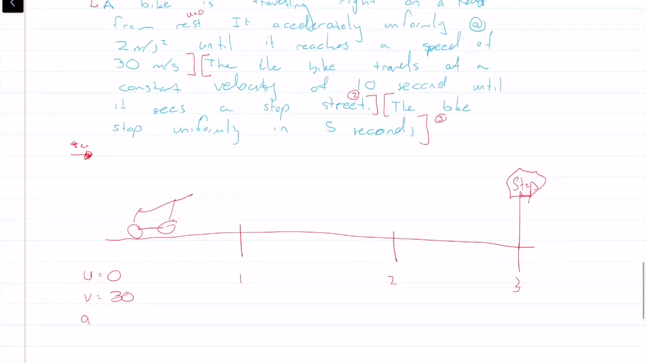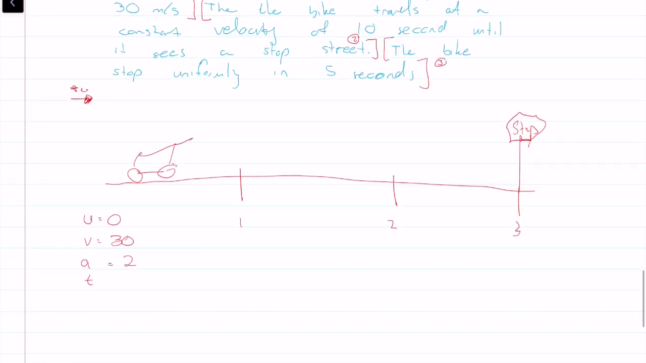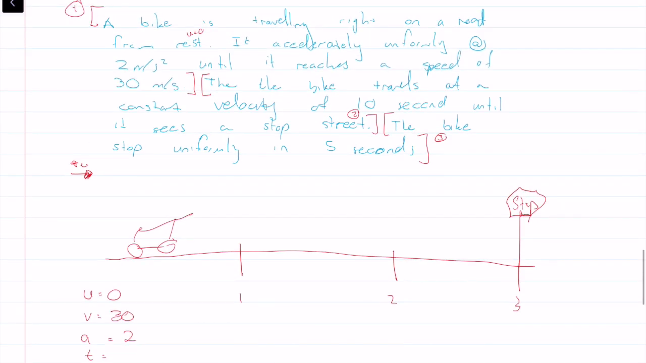V is unknown, a is known, actually it is 2, t is an unknown, and s is also an unknown. Okay, so the second part, the bike travels at a constant velocity.